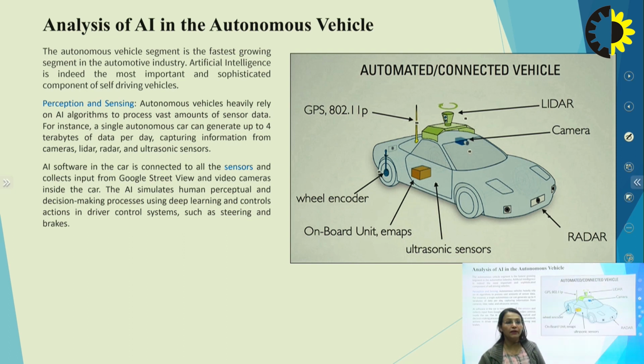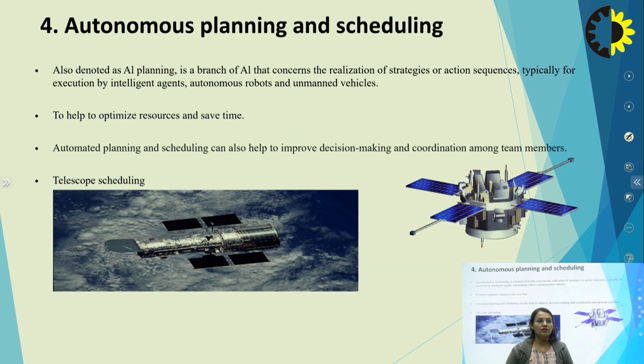So this is one of the applications of AI. Fourth is autonomous planning and scheduling. It is a branch of AI concerned with the realization of strategies or action sequences, typically for execution by intelligent agents, autonomous robots, or unmanned vehicles.